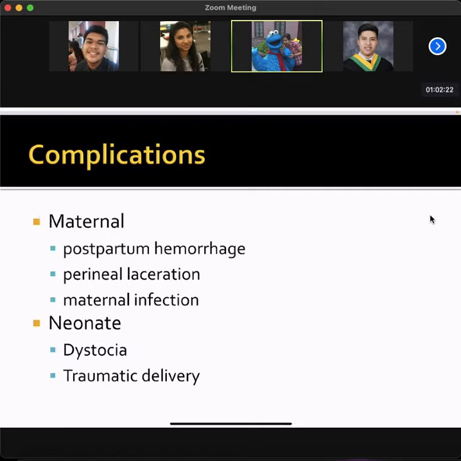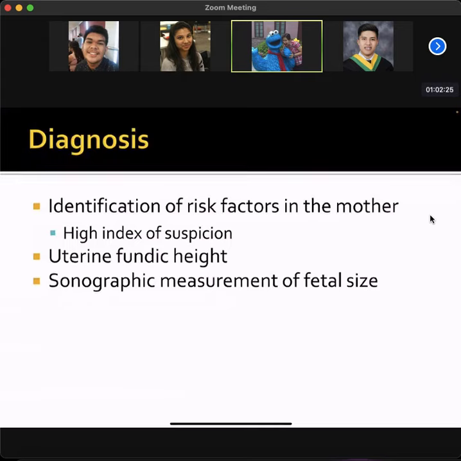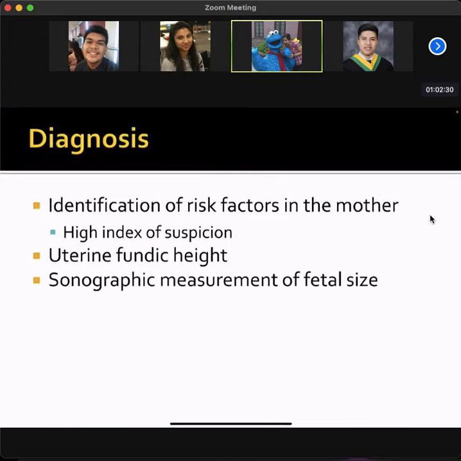during delivery. So diagnosis is important, and this can be done by identification of risk factors in the mother, especially using an index of suspicion. If you have a fundic height above 33 centimeters, this applies for Asians, a fundic height of 30 centimeters, a diabetic mother with uncontrolled sugar, and more objective would be a sonographic measurement of the fetal size.